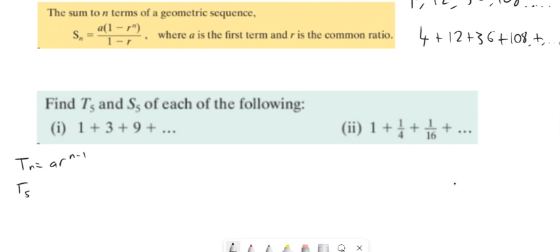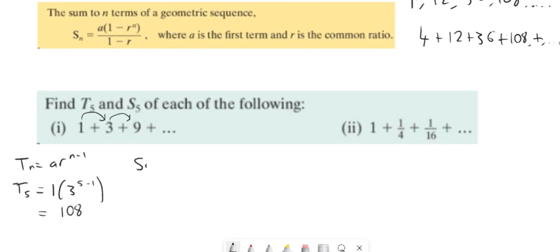So T5: A is the first term, so that's 1 in this case. R is the common ratio, so what's it being multiplied by? To get from 1 to 3, you're multiplying by 3, and to get from 3 to 9, you're multiplying by 3. So 3 is the common ratio, and then n minus 1, so 5 minus 1. That's just 1 times 3 to the power of 4, so 3 times 3 times 3 times 3, which is 81. So that's T5.